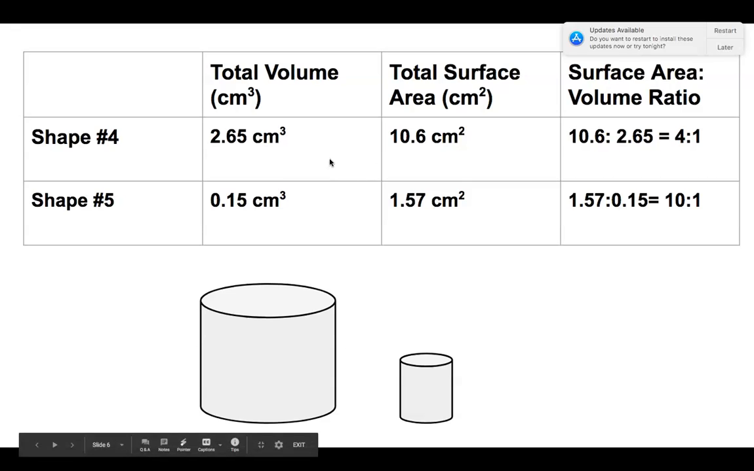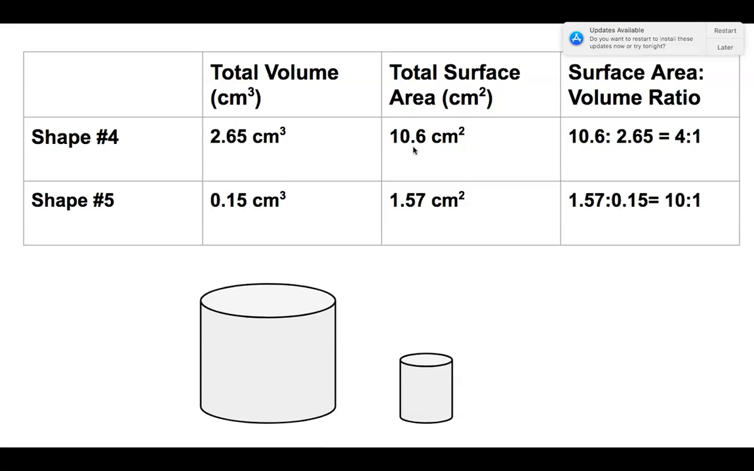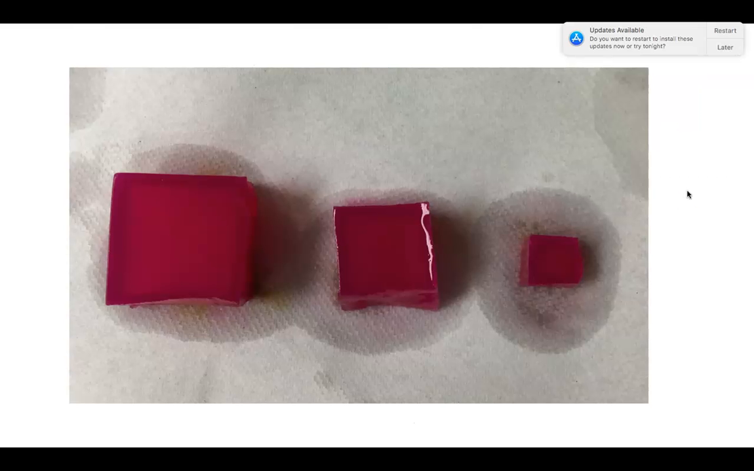The biggest cylinder, total volume, you have to use pi r squared h. So you come up with 2.65 centimeters cubed. Surface area, for cylinders you have to use 2 pi r h plus 2 pi r squared, 10.6 centimeters squared. So your ratio doesn't look as pretty when you're working with the cylinder, but it is roughly a 4 to 1. There's roughly 4 times as much surface area compared to volume. The smaller shape, 0.15, 1.57, again not perfect, but pretty darn close to a 10 to 1 ratio. Again, even though we're using a different shape, you also see that surface area to volume ratio increases with a decrease in size.